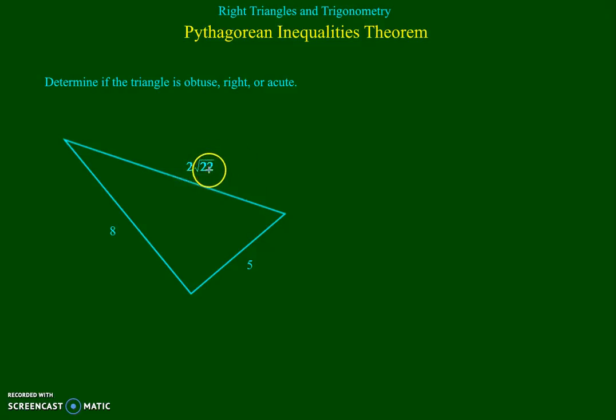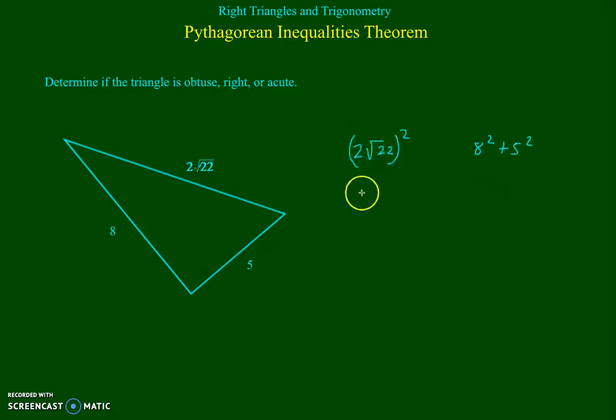Well, 4 squared is 16, and 2 times 4 would be 8. So that's this side at least, and this is a little bigger than 8. So we know that this is going to be bigger than these two sides. You could verify by putting it in your calculator, but we can see that this is the biggest side. So this one goes on our left: 2 square root of 22, squared, and then 8 squared plus 5 squared on the right.